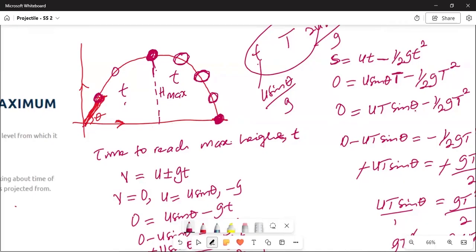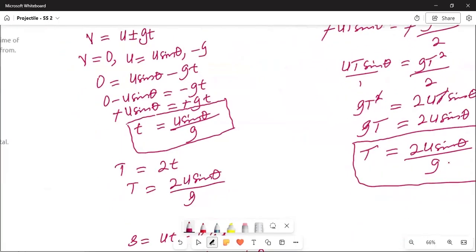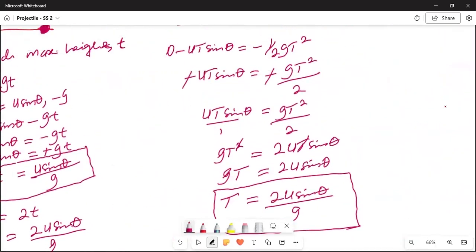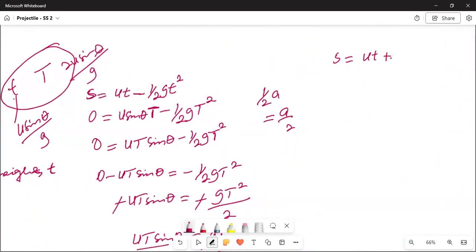So as such, using the same equation that gave us maximum height, S equals ut plus or minus half gt squared, I'm going to use plus here since it's independent of gravity. It's gravity that makes it to be either plus or minus: minus when the object is going up, then plus when it is coming down. But since here it is independent of gravity, let's use plus half gt squared.